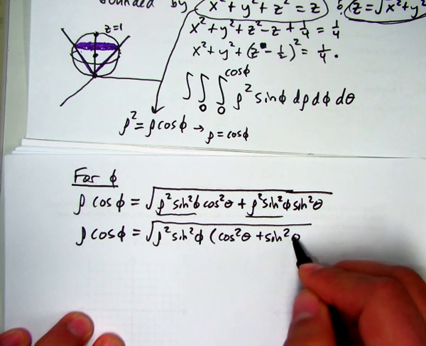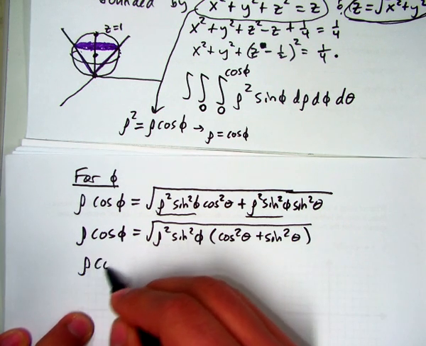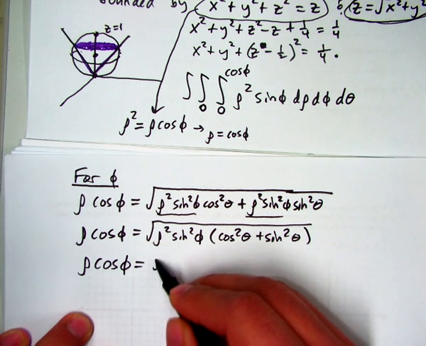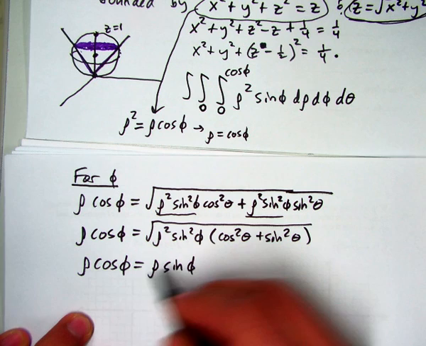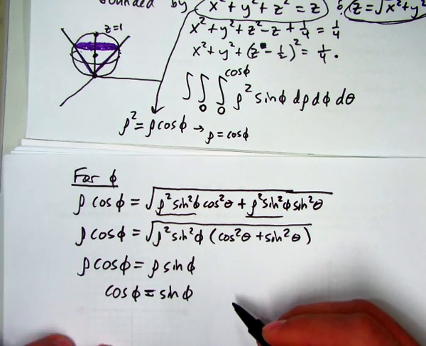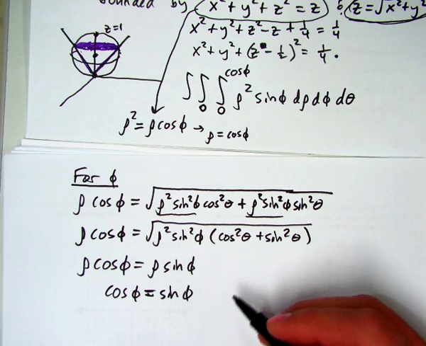Well, that's nice. Oh, wow. That is nice. So this is just rho cosine phi equals rho sine phi. In other words, cosine phi has to equal sine phi. You don't even have to go any further. What's the only angle where the cosine and sine are the same? Pi over 4.